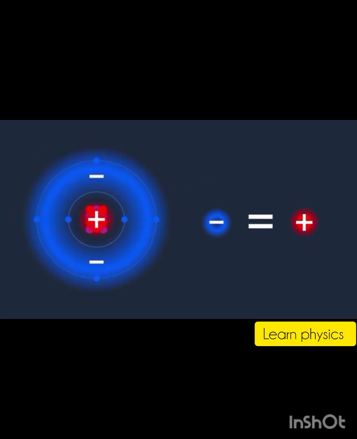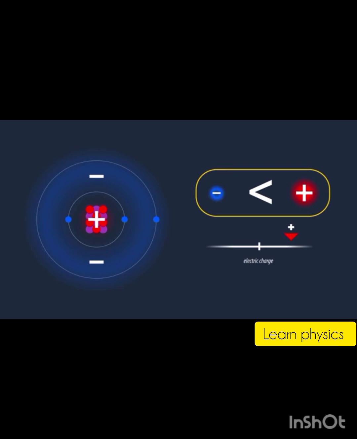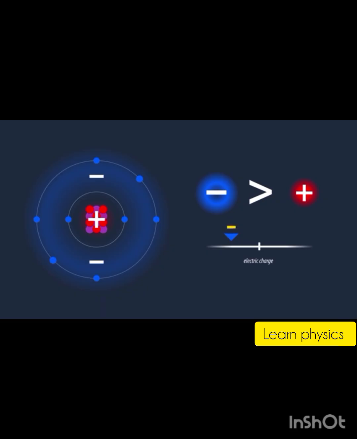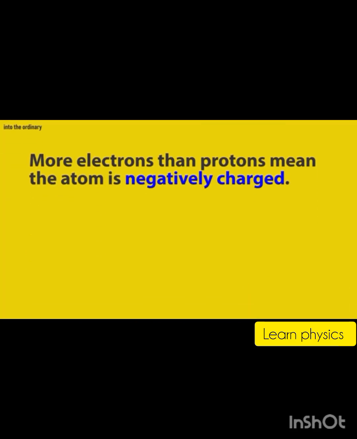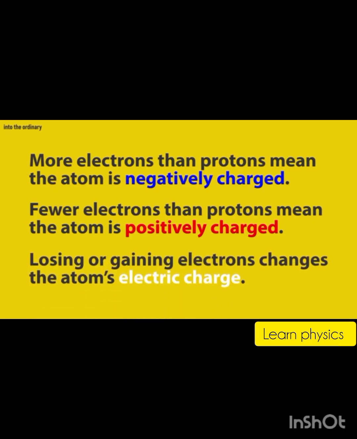However, we can change the atom's charge or energy level by causing it to gain or lose electrons. When the atom has fewer electrons than protons, it becomes positively charged. But when the atom has more electrons than protons, the net charge swings back the other way and it becomes negatively charged. More electrons than protons mean the atom is negatively charged. Fewer electrons than protons mean it is positively charged. Losing or gaining electrons changes the atom's electric charge.